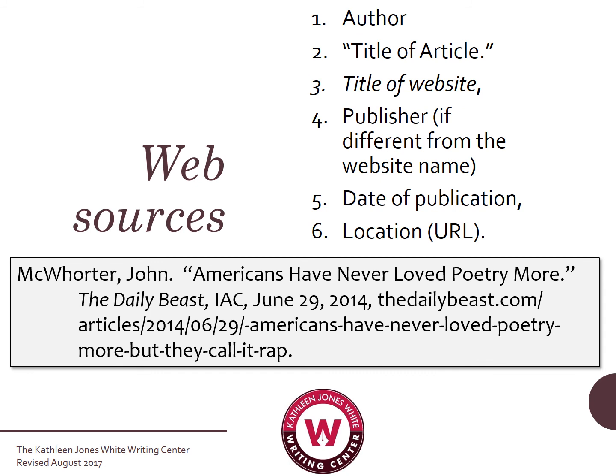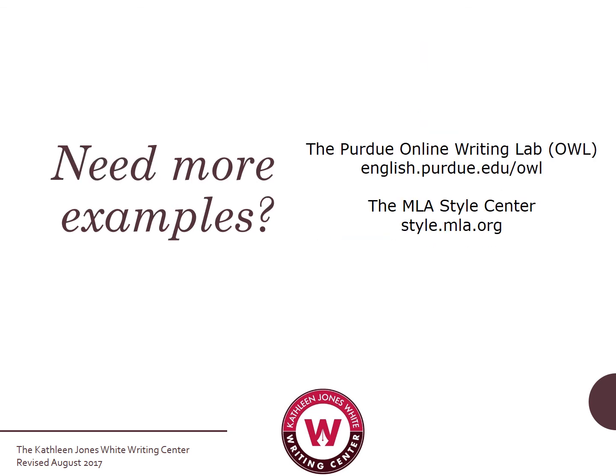Now that we've looked at articles, let's look at an example of how to cite a web source. By the way, this example comes from example number 5 on page 7 in the MLA handbook. But notice that when you cite web sources, you need the title of the article, the title of the website, the publisher, if different from the website name, the date of publication, and the location or URL. If you need more examples, you can find them on the Purdue Online Writing Lab or the MLA Style Center. Keep in mind that you'll want to double check any other handbooks that you have to make sure that you're using the 8th edition of MLA.